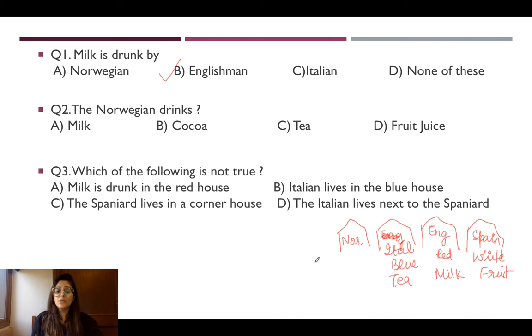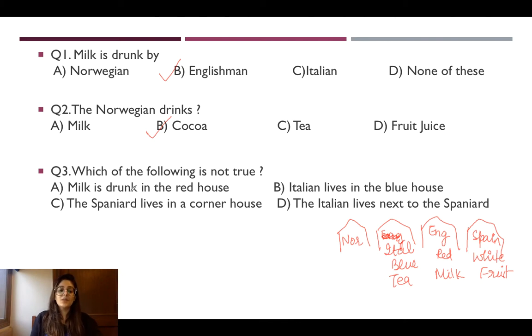Second question is, the Norwegian drinks. Now here, if you look, you don't have any options, nothing is given. So don't get confused. Just see what the Norwegian drinks. Milk, no. Milk is drunk by the Englishman. Tea is drunk by the Italian. And fruit juice is drunk by the Spaniard. That means only one option is left for the Norwegian, and that is going to be your cocoa.